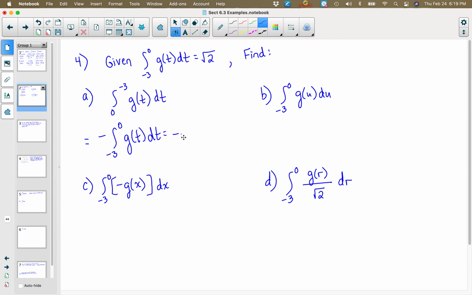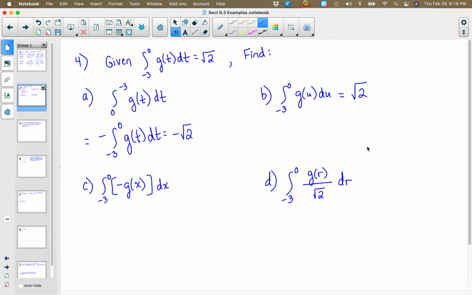So I get negative square root of 2. Then on part B, we're asked for the integral from -3 to 0 of g of u du. Notice it's still the same limits of integration. And if you remember when I mentioned the dummy variable, it doesn't matter. G is the function. It doesn't matter the variable, whether it's an x or a t. So this answer is actually just the square root of 2, the same as the given function.